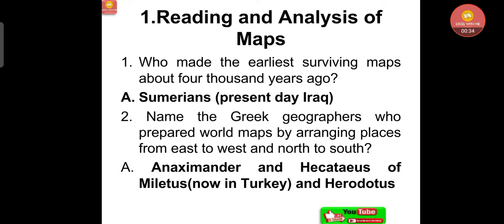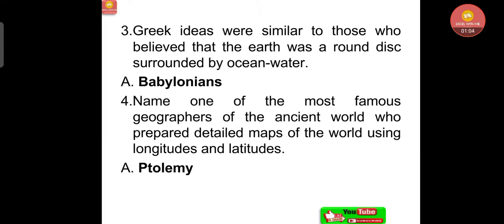Who made the earliest surviving maps about 4,000 years ago? That is Sumerians, that is in present day Iraq. Second question, name the Greek geographers who prepared world maps by arranging places from east to west and north to south. That is Anaximander and Hecataeus of Miletus, now in Turkey, and Herodotus. Third question, Greek ideas were similar to those who believed that the earth was a round disk surrounded by ocean water, that is Babylonians answer.